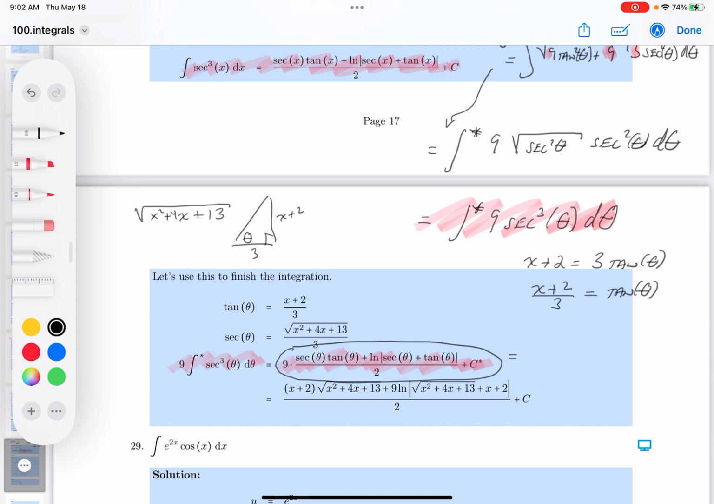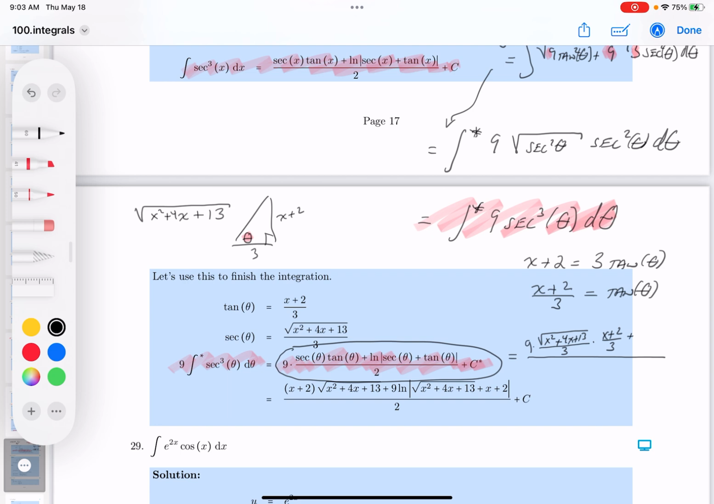One step at a time, right? Wow, it's going to be a lot of work. And I want to do the secant of theta. I want to emphasize what we're looking at. This is theta. I want the secant of it. And what's that going to be? Let's write this down. And that's over 3, right? Not so bad. Times the tan of theta. Well, that's easy. That's (x plus 2) over 3.